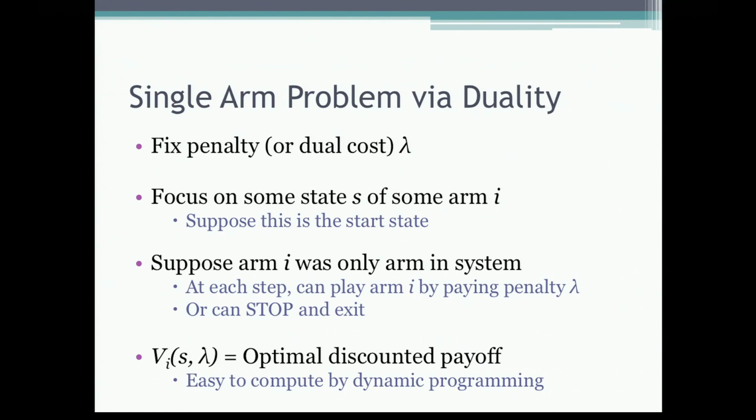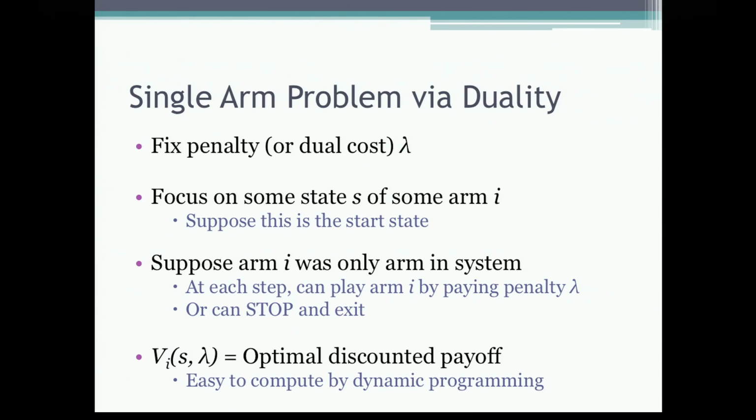Okay. So again the right idea is to use duality. Let's take one arm and look at a cost version of the problem. Let's fix a cost lambda, and whenever you play the arm, you get the reward, but you also pay a cost lambda. Let V_i(s, lambda) be the following: suppose I start in state s, and I only have arm i in the system. What is the optimal policy that maximizes the reward minus, for every play, a payment of lambda?